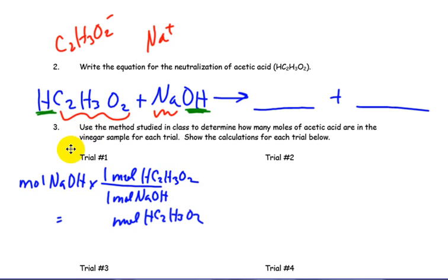The equation for the neutralization of acetic acid. So acetic acid combined with NaOH. So you can see here we get water formed, HOH, and then sodium acetate. And of course, sodium is positive 1, acetate is negative 1. So it's going to be a 1-to-1 ratio.